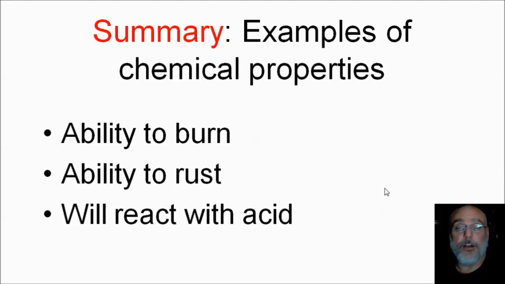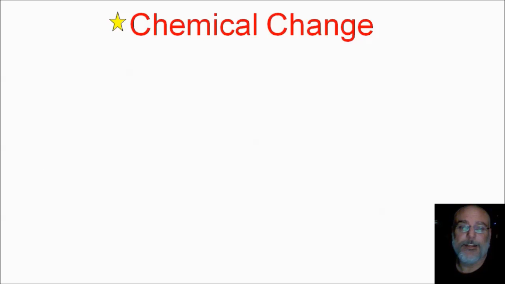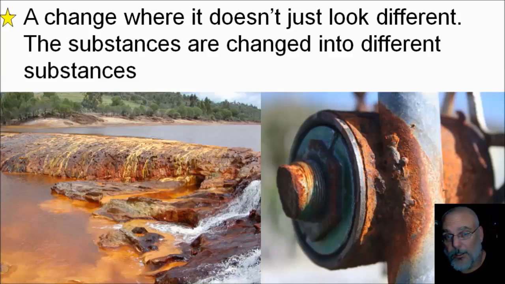Some examples of chemical properties could be the ability to burn, the ability to rust, or that it will react with acid. Those are all chemical properties. That brings us to chemical changes. Chemical changes are defined as a change where the substance doesn't only look different, but the substance itself is different. It's a completely different substance.